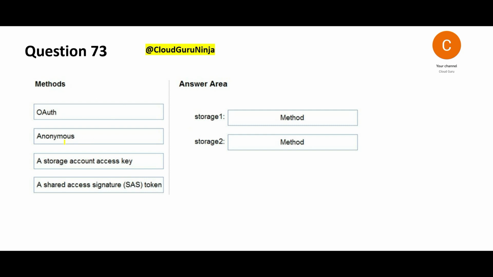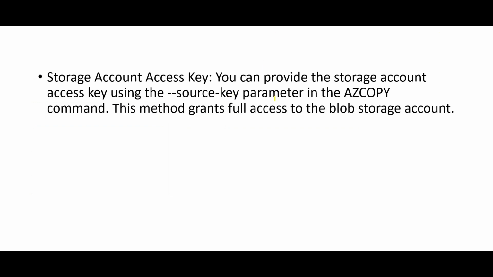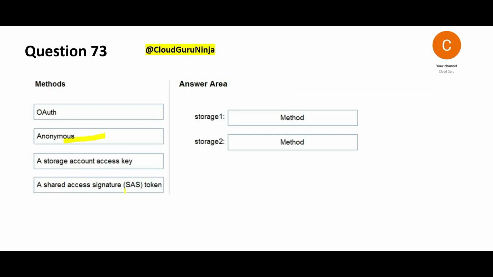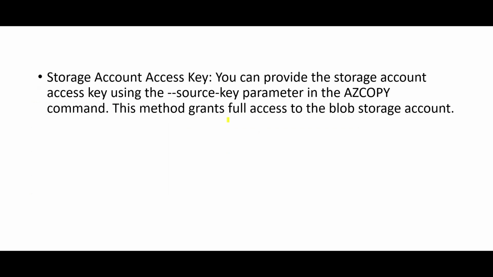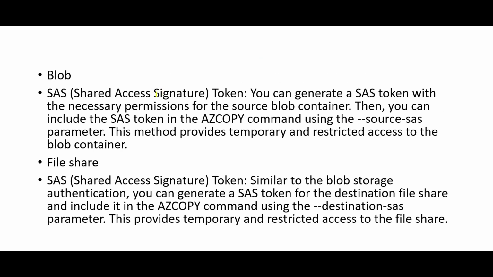Anonymous: no sane person with a proper mind will use it, so that is wrong. OAuth we use if you are trying to deal with something like Facebook or some other social media platforms and you have to interact with those. Storage account access key, in this case, we could use. We can also use shared access signature. But what is the difference? The storage account access key is permanent, and it provides full access to the blob storage account. What if you don't need full access? Why do you want to give full access? This is against the best practice of giving minimum privileges. That is why we should choose shared access signature for both the blob as well as the file share.